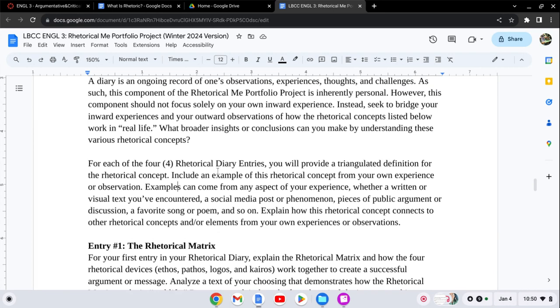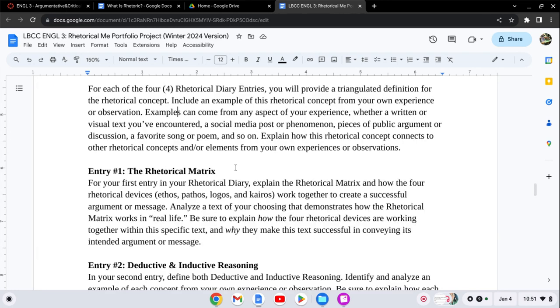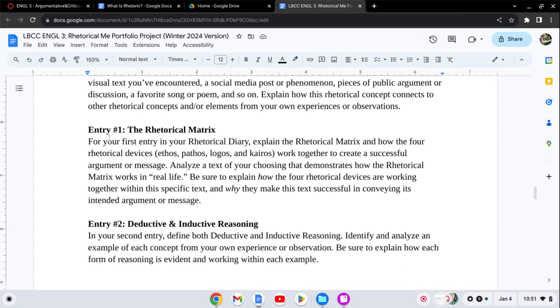So, what we mean by an entry, this is just a kind of a sub-portion of component 4, okay? So there are 4 sub-portions to component 4. The first one is entry number 1, which will focus on the rhetorical matrix. We have some lecture videos about this concept, so you want to make sure that you watch those videos carefully and take careful notes on those.